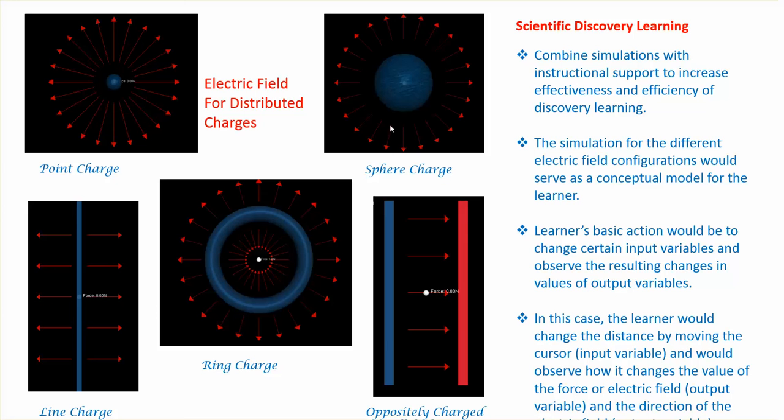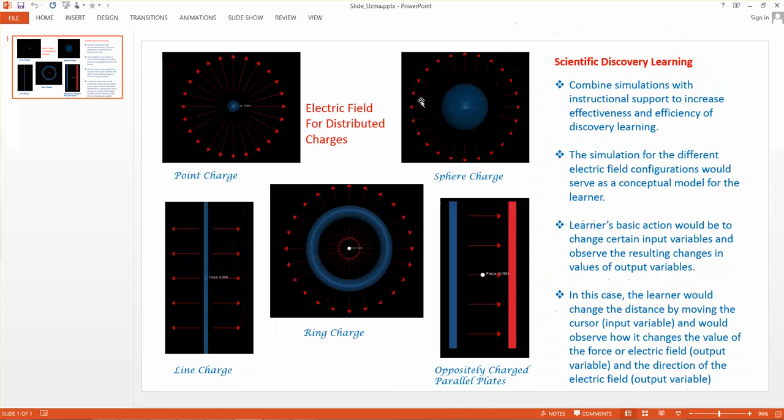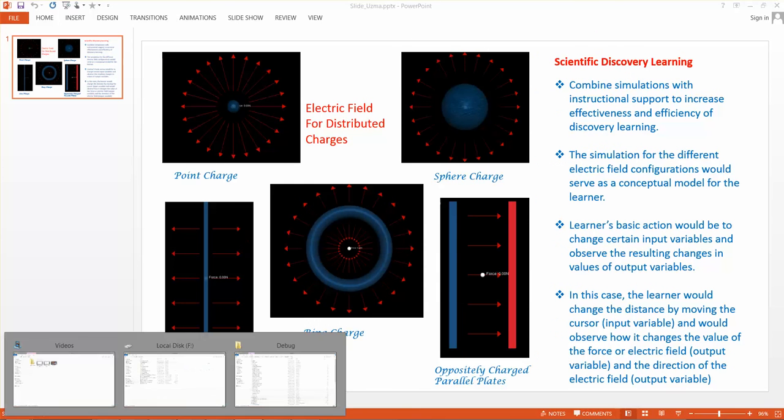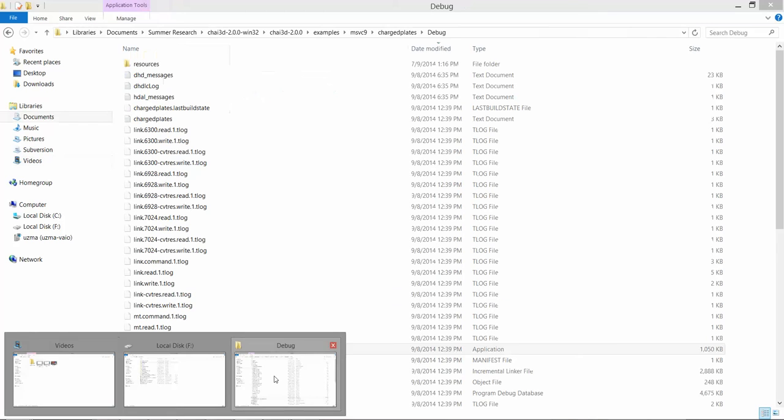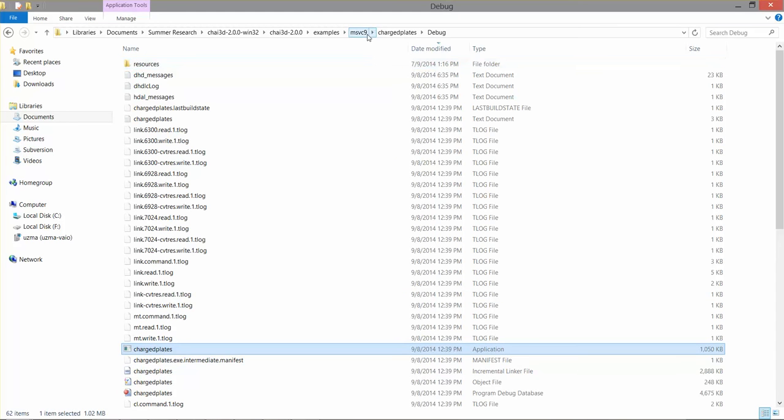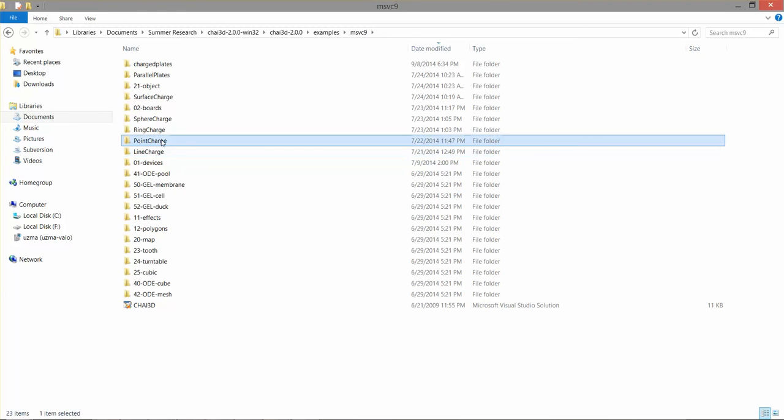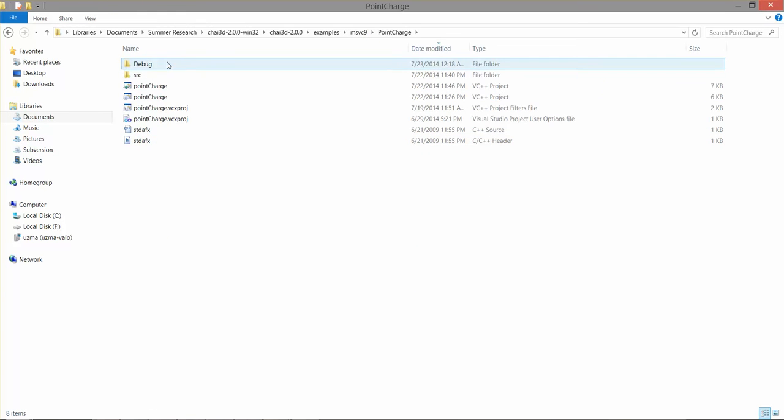Now force is directly proportional to electric field, so the changes that they're going to see is in feeling the force and seeing the value of force in the visual representations. So let me begin with the point charge. We still intend to keep the point charge as the starting point for these simulations.